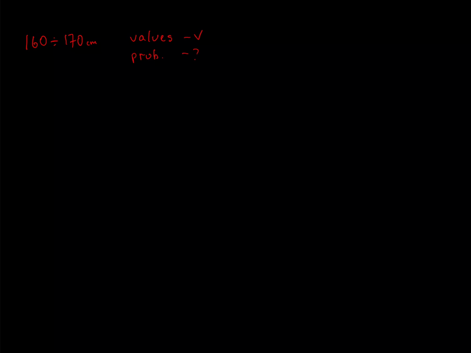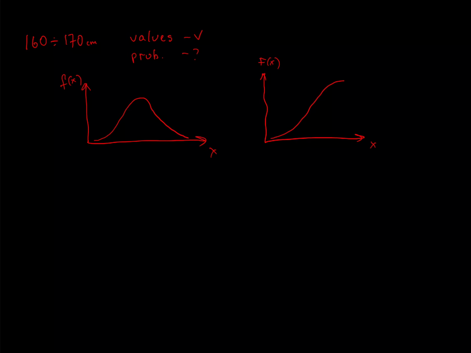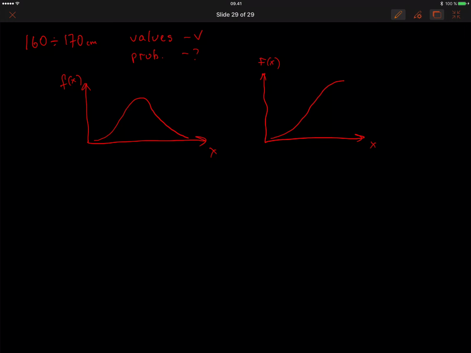So I will make two drawings. This is a PDF, for example, that's the PDF of our distribution. And then this is a CDF for our distribution. Okay. So this is the capital F(x), and this is the small f(x). And this is x. So let's start with a PDF. Let's say you have 160 here, and 170 here.